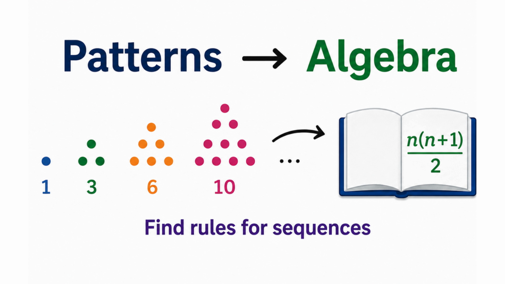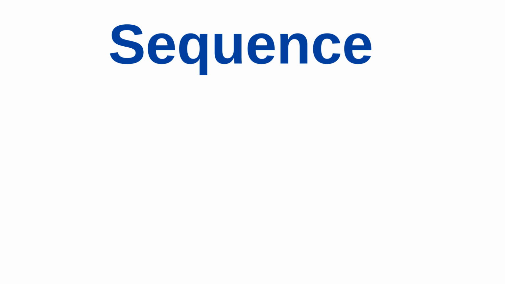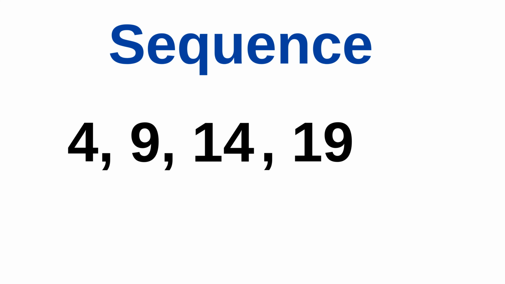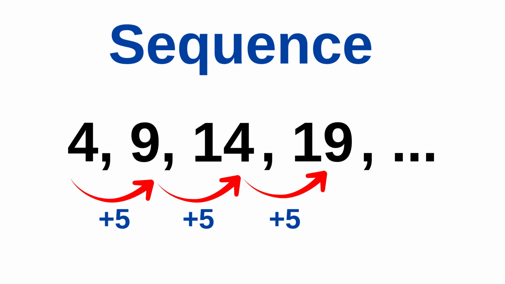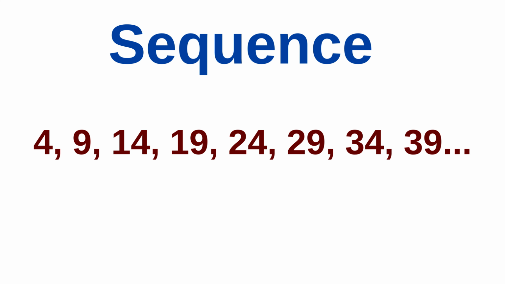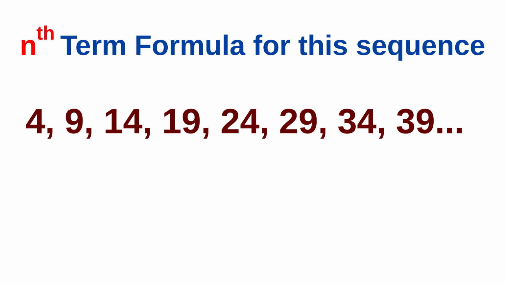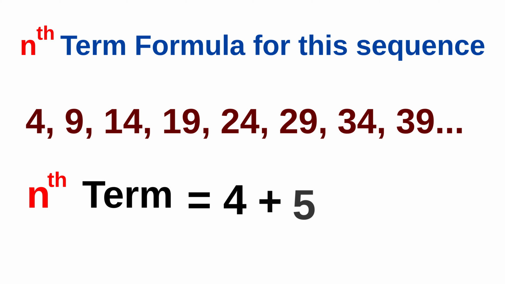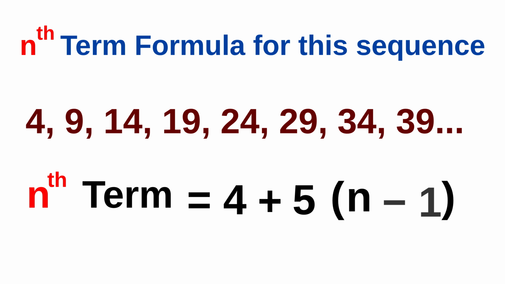Algebra is extremely useful in identifying patterns. Look at the sequence: 4, 9, 14, 19, and so on. The numbers increase by 5 each time. Instead of writing the entire sequence, we can build a formula for the nth term. The pattern starts at 4 and adds 5 repeatedly. We write this as 4 plus 5 multiplied by the group n minus 1.